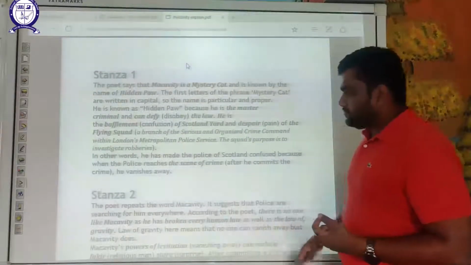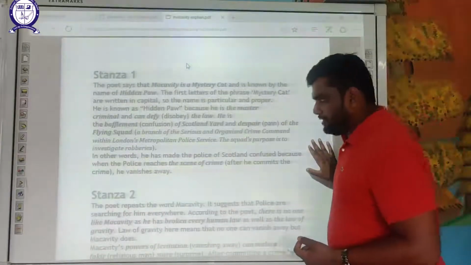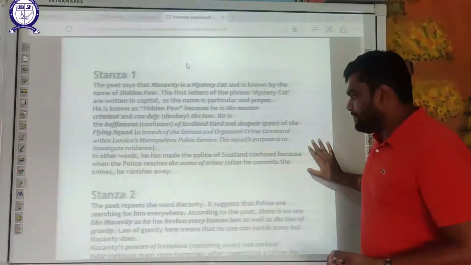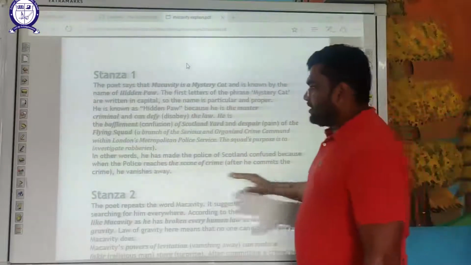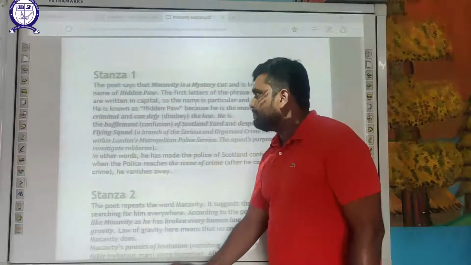In other words, Macavity has made the police of Scotland confused because when the police reaches the scene of crime, after Macavity commits the crime, Macavity vanishes away. Okay.